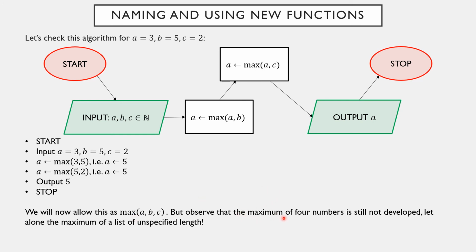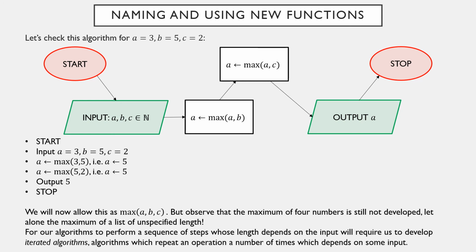In theory, I still haven't developed a way to find the maximum of four numbers, let alone the maximum of a list of unspecified length, but it's kind of clear how you would do it, at least for four. If I don't know how long the list is, it's not immediately obvious how many times I need to chain together this kind of computation. If the number of things we have to compute depends on the input, in other words, I don't know how long the list of numbers is but I want to find its largest element, we're going to have to develop what's called an iterated algorithm, an algorithm that repeats a certain operation an unknown number of times.